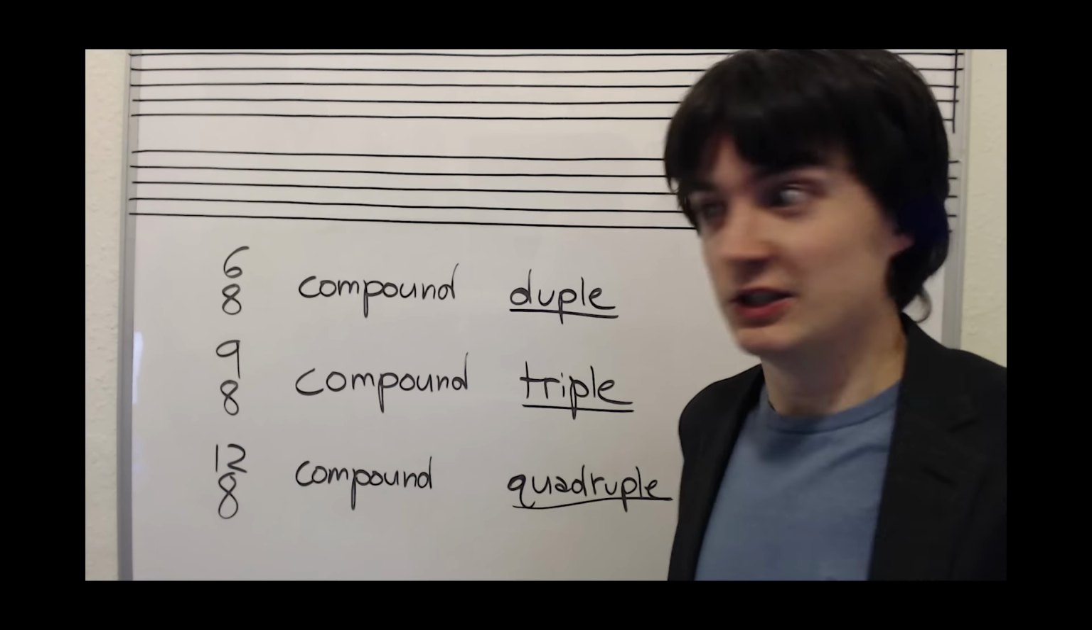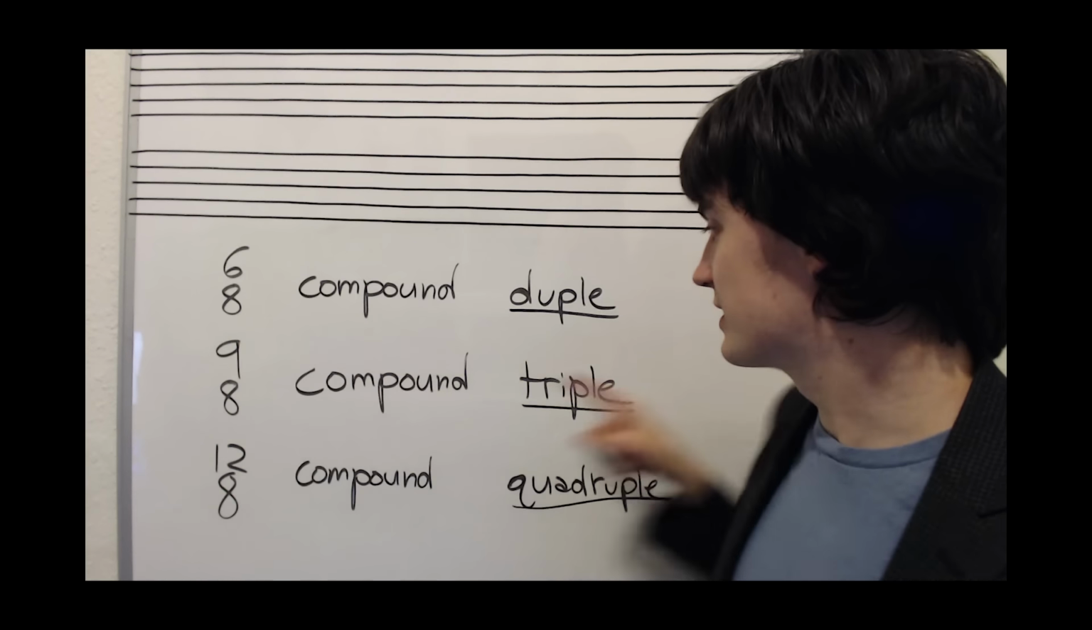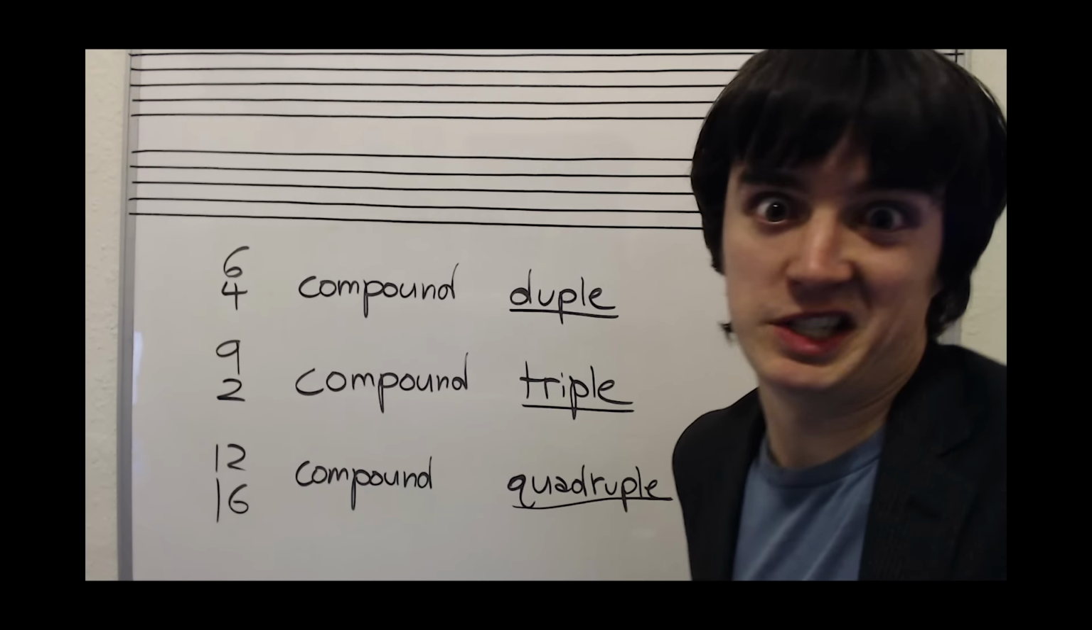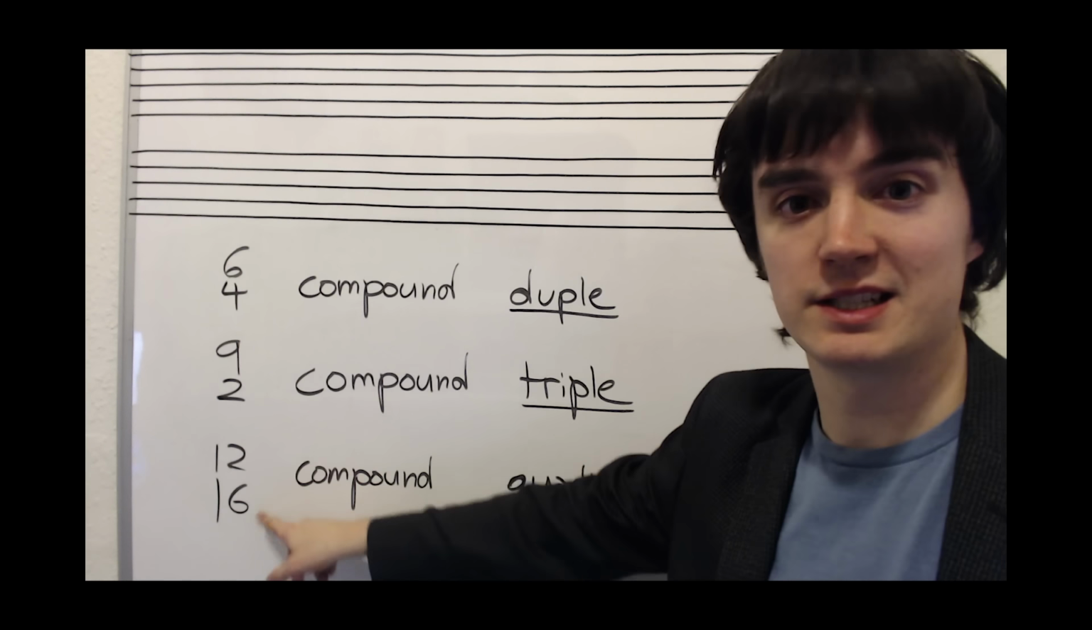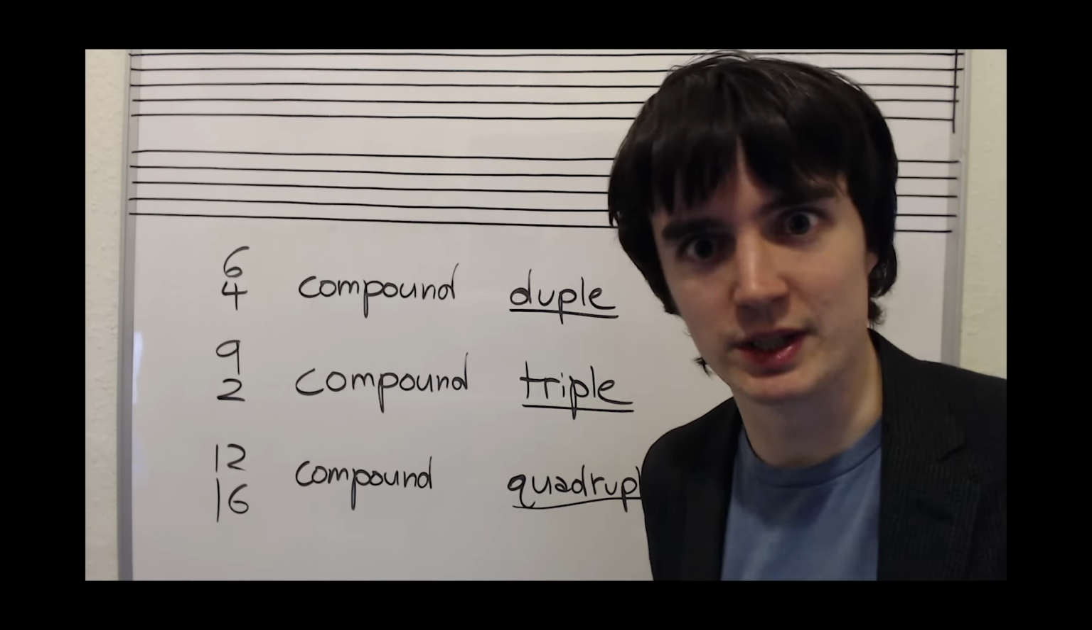Here's 3 examples, just to get a different idea of what it means. 6/8 is compound duple, 9/8 is compound triple, and 12/8 is compound quadruple. But really, it could be quarter notes, half notes, 16th notes, and it would be exactly the same. The bottom number just isn't as important in terms of meter.